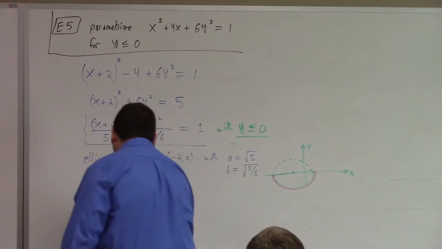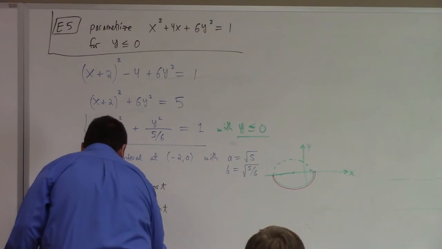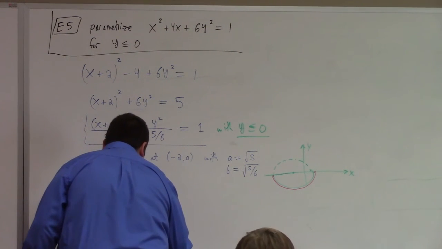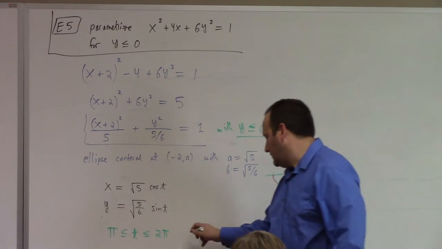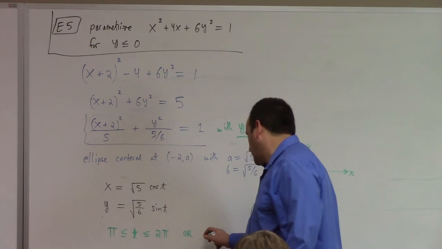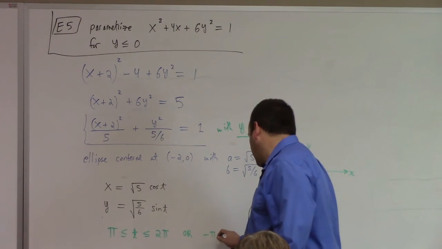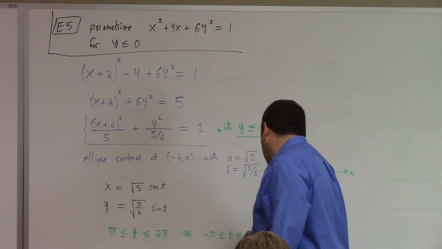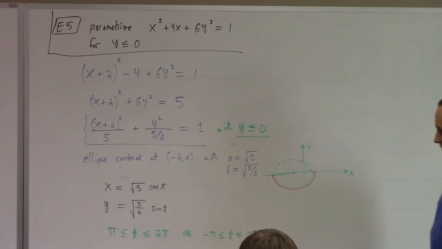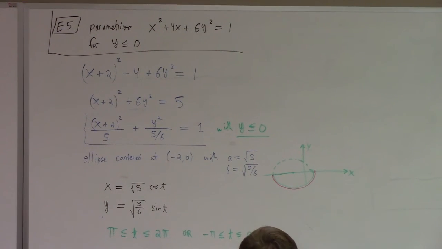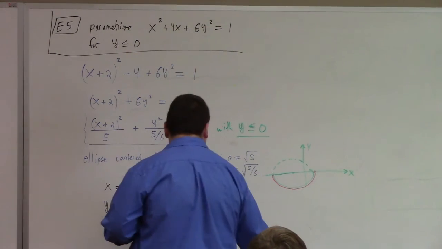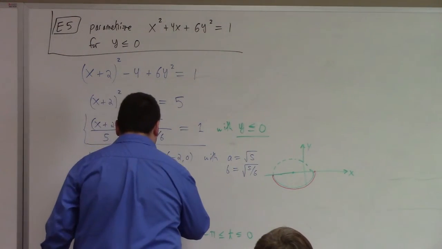Pi to 2 pi, yeah, so if I could say pi less than or equal to t less than or equal to 2 pi, that'll do it. That's one of the choices. Or if you wanted, you could do minus pi less than or equal to t less than or equal to 0. That'd also be good. Yeah, choices. Yep. Are you forgetting the minus 2 of the x? Oh, yes, I am. Thank you. Very good point. So minus 2.